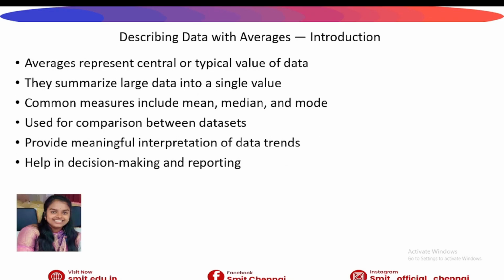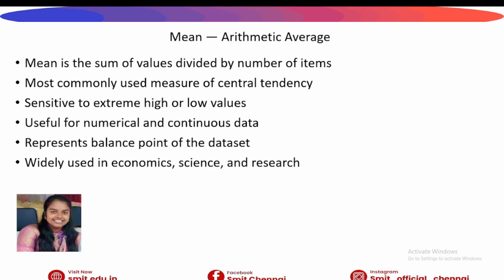Now describing data with averages. If we need to find averages, we can calculate the sum of the numbers divided by the total count. This is the easy way to find the average. It represents the central or typical value of data. It summarizes large data into a single value. Common measures include mean, median and mode. Used for comparison between data sets. Provides meaningful interpretation of data trends, helps in decision making and reporting.